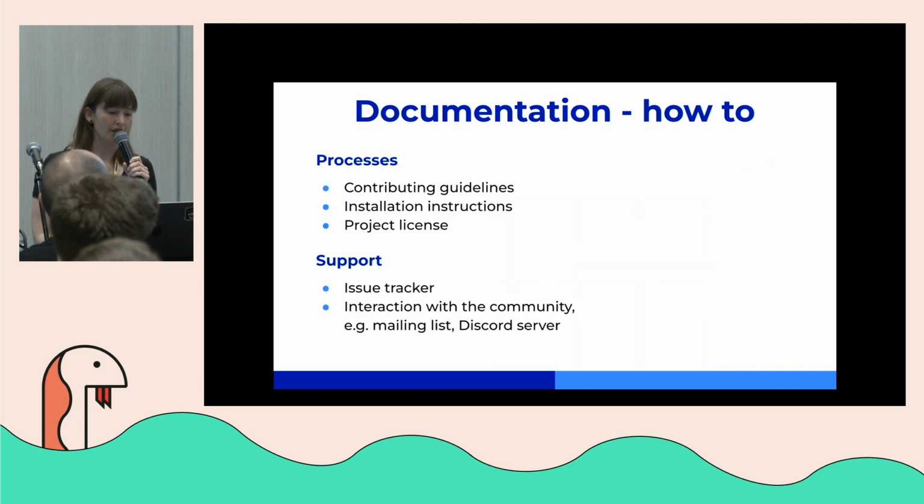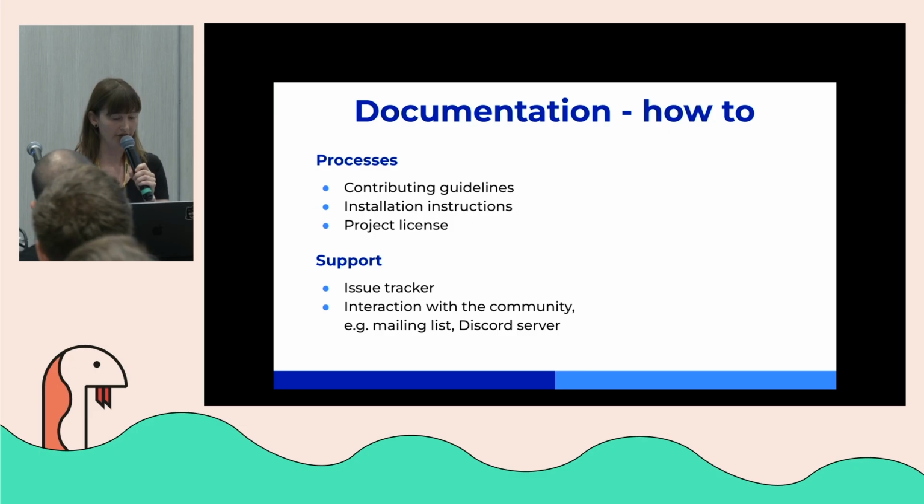And then what you also need to keep in mind is processes. So first of all, you need to have a contributing guideline because it sets the standards for your projects and it sets the community values. And you also need to have clear installation instructions for people who want to run your code or use your library. And then you also need to think about a project license. It might not matter so much to you, but it might matter to other people who want to use your code. And generally, it's advised to only use one license because otherwise this might get confusing.